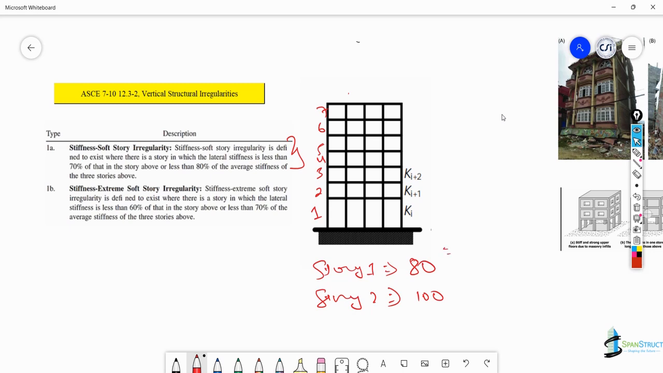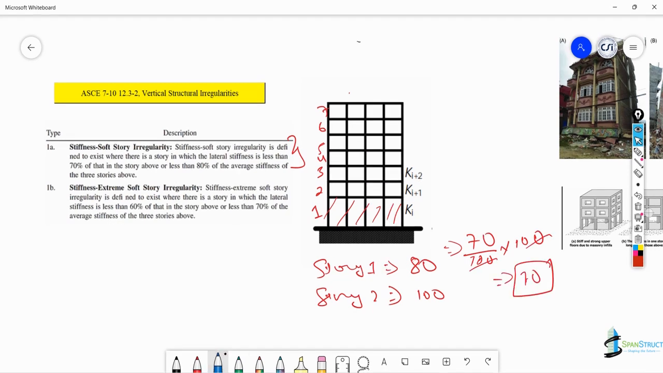If you calculate it, I have to look at story number 2 stiffness, because if I am checking whether story number 1 is coming under soft story or not, then I have to look at the story above, which is story 2. So I have to see 70% of this. 70% of 100 will come to 70. So we got 70% of story number 2 as 70 here.